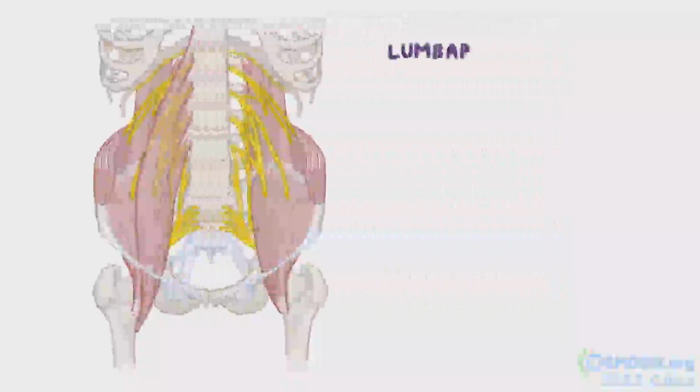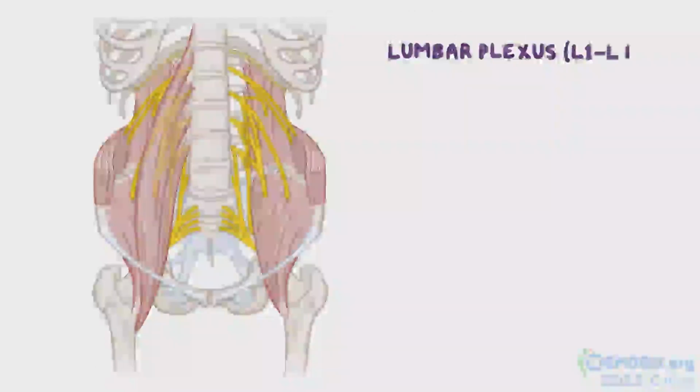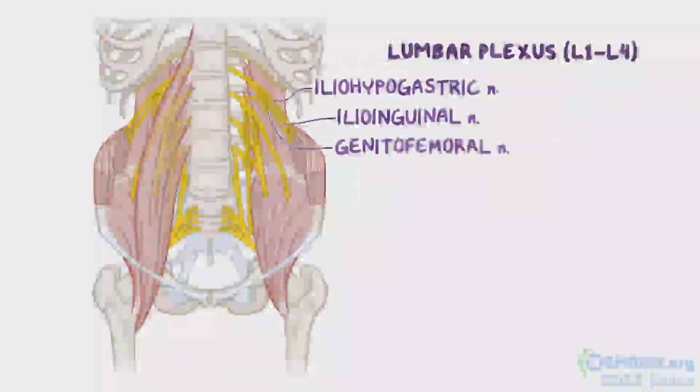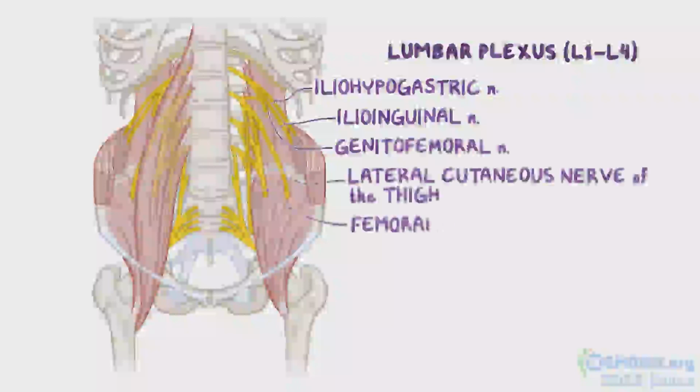Next up is the lumbar plexus, which forms within the psoas major muscle. This is a network of nerves that is composed of the anterior rami of the L1 through L4 spinal nerves. The nerves that arise from the lumbar plexus include the iliohypogastric nerve, the ilioinguinal nerve, the genitofemoral nerve, the lateral cutaneous nerve of the thigh, the femoral nerve, the obturator nerve, and finally the lumbosacral trunk.